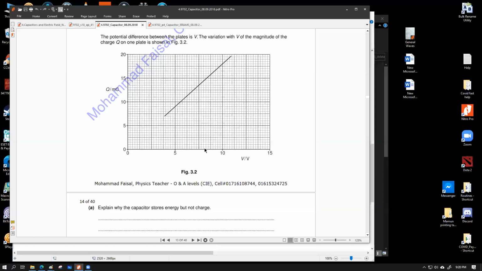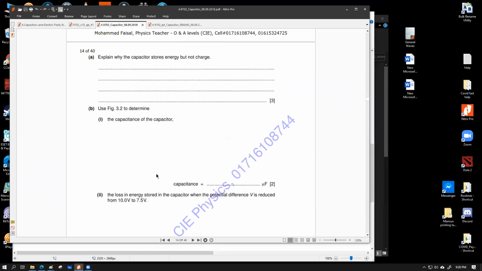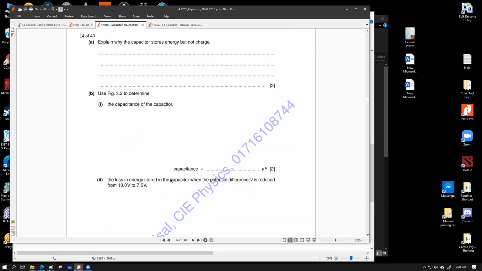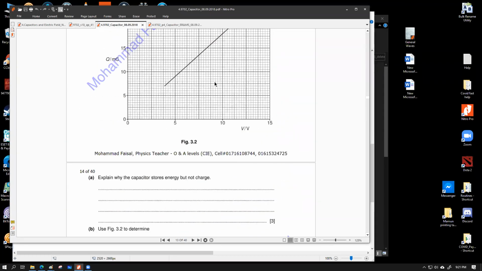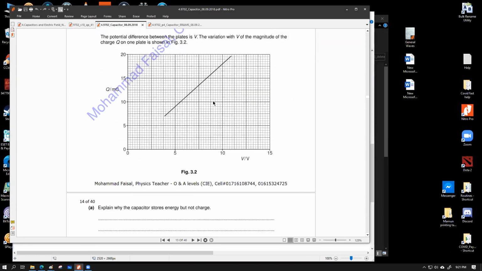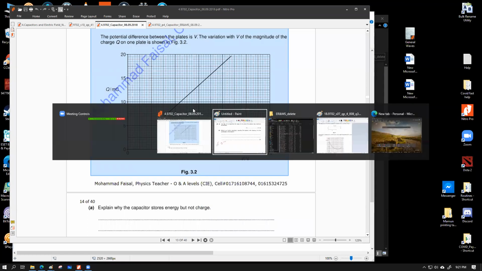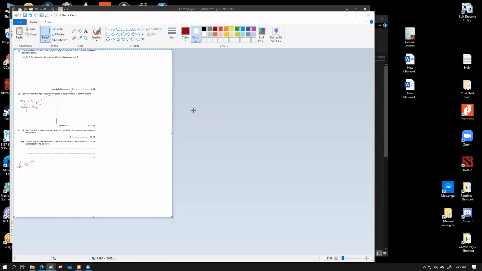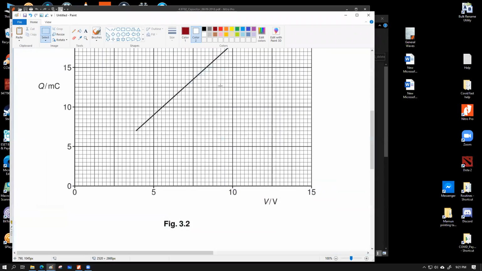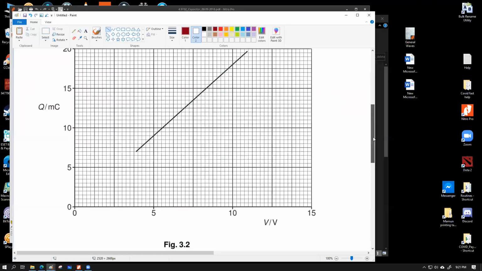There are two different ways you can go for this. Since you have already calculated the capacitance, you can go for two different ways. But since the question has already specified, use figure 3.2, you are expected to use figure 3.2. So what I would recommend, actually, let me take out this picture. So in this case, we are going to have to find out the area that is enclosed by this much part.